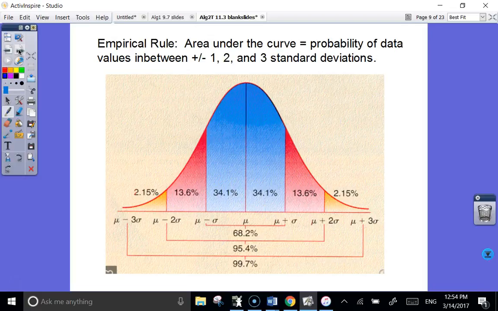One book that I taught out of, they called it the 68, 95, 99.7 rule, which is really clever. So if you memorize that, then you kind of know the percentages right there. And you know, then usually we weren't saying like 68.2 and 95.4. We were just saying 68 and 95.